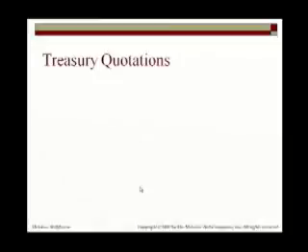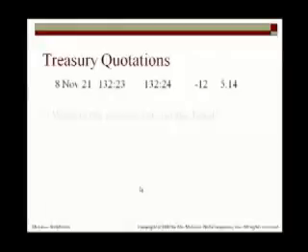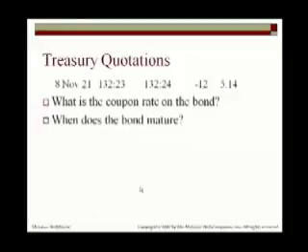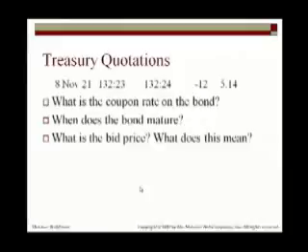Now, Treasury securities are quoted in 32nds. So this is a little weird. Take a look at this. This is a typical Treasury quotation. First thing is, what's the coupon rate on the bond? Well, it's 8%. That's the first number. That second number, November 21, the question is, when does the bond mature? Now that's not November 21st. That's November of 2021. And then the next question, what's the bid price and what does this mean?